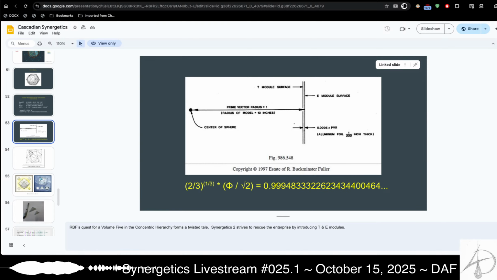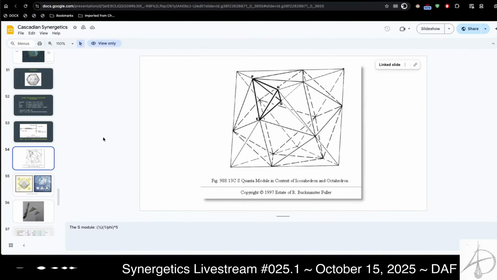Here is a twisted tale, a painful point for many in the community, where there was a number that was so close to 5, it felt like it just had to click to 5. The ratio was so close, and that's explored in this slide in section 986.